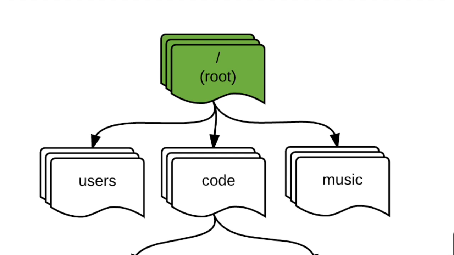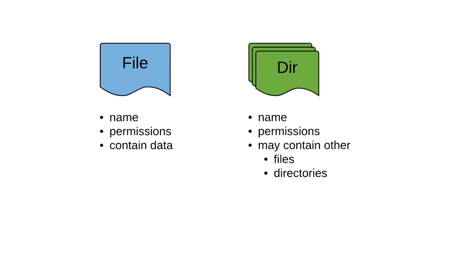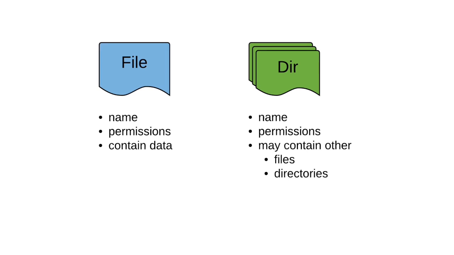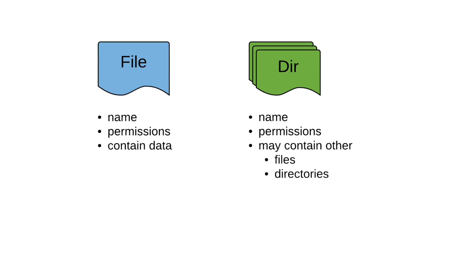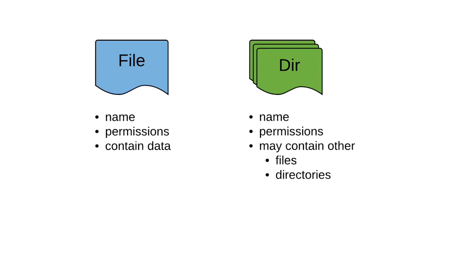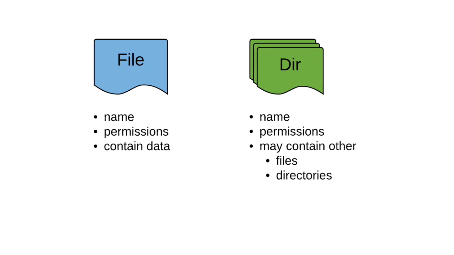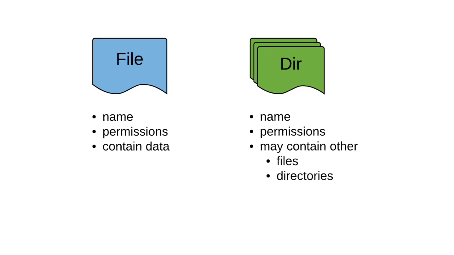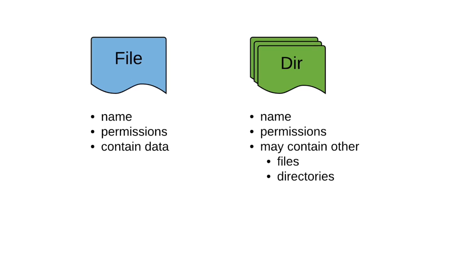In a Unix system, there are two types of elements, a file and a directory. Files and directories have names. Files and directories also have permissions. Permissions are used by your operating system to control security. They determine which users can have access to, read, write, or even execute certain files or enter certain directories.